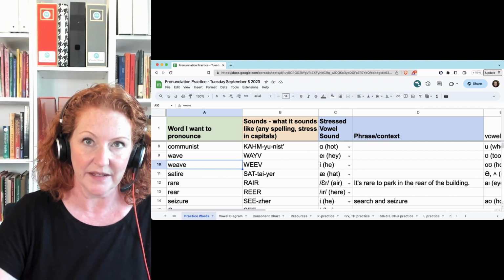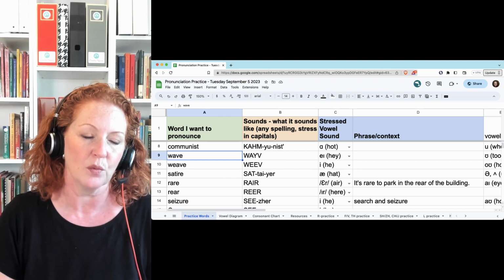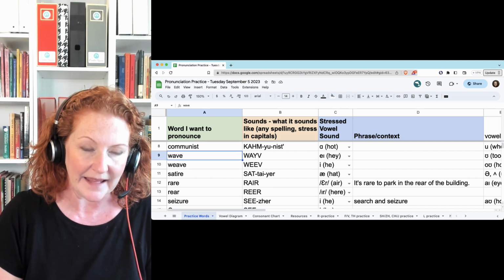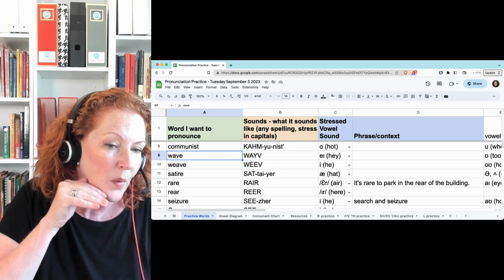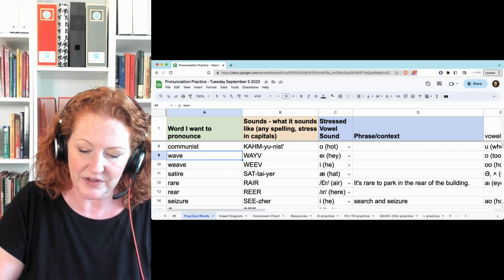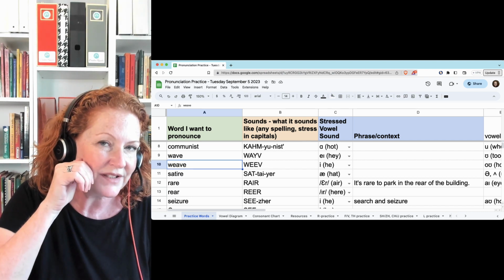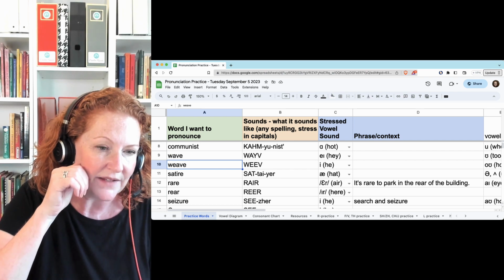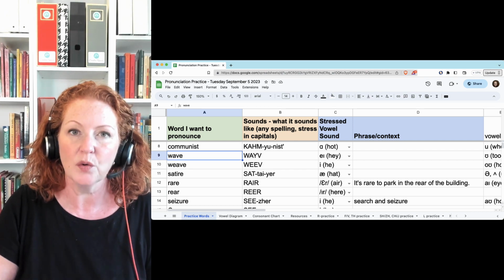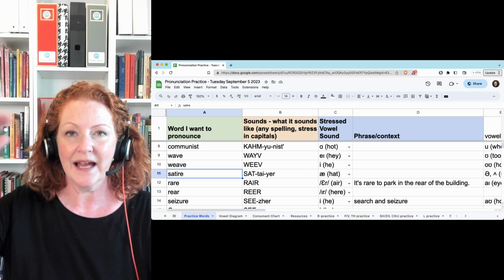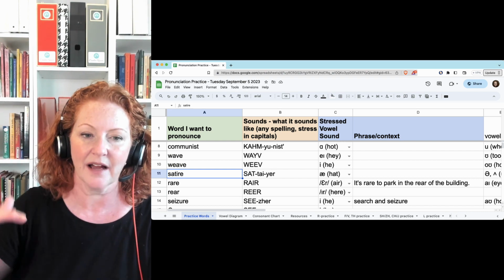Wave and weave. So these are good contrast. Wave. The vowel is A, so your tongue has to rise. Wave. But for weave, it's E, so your tongue just stays in the E position. Weave. Wave, weave. Satire. Satire.